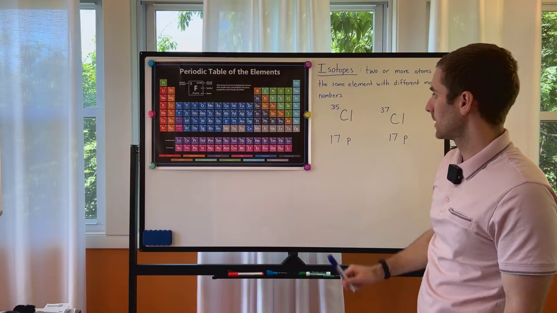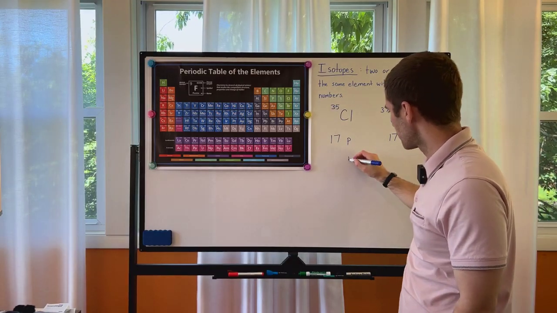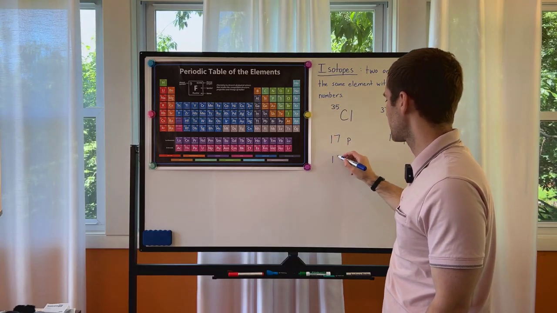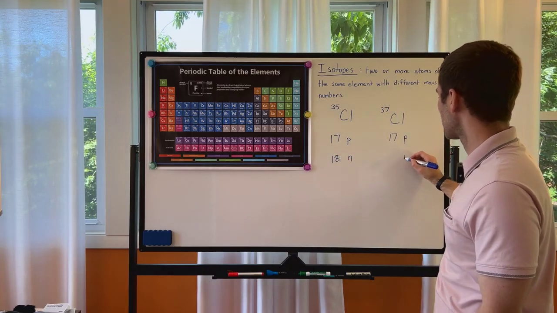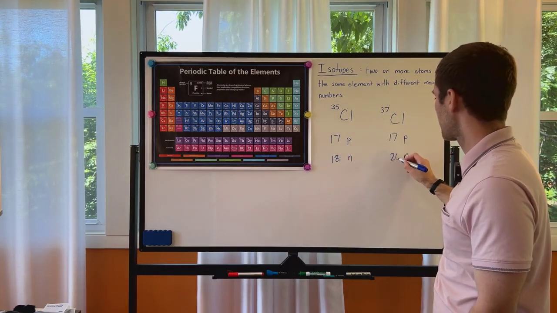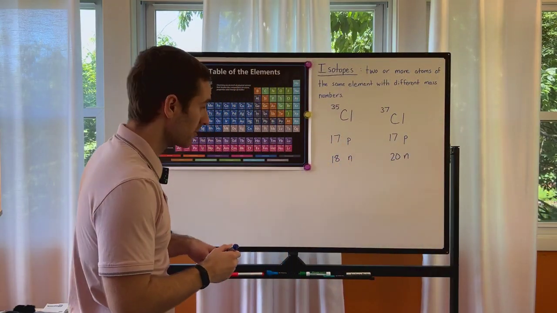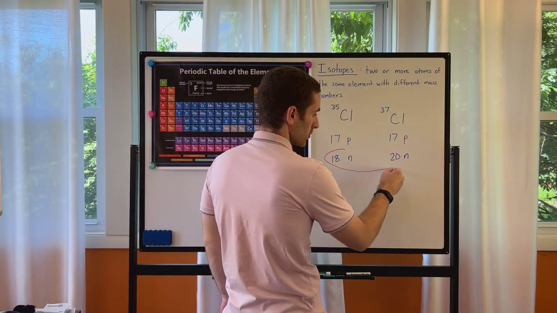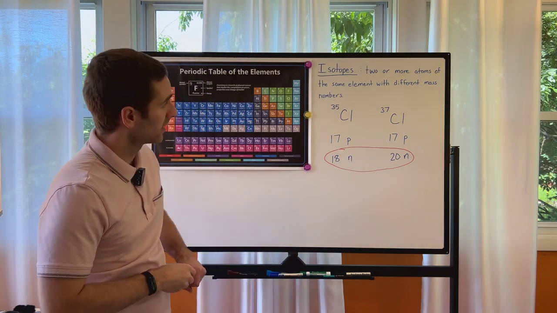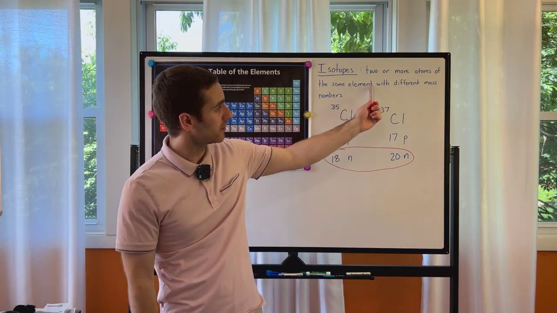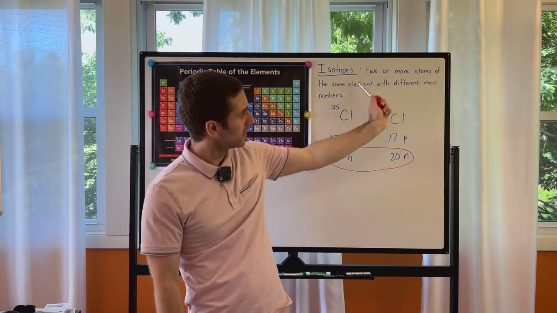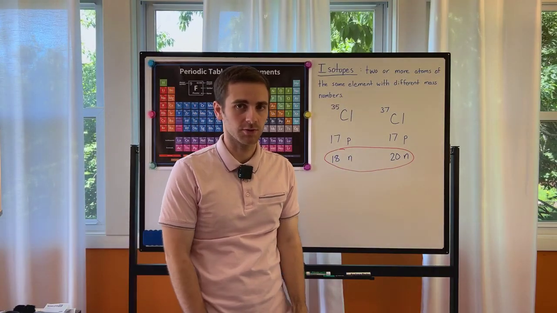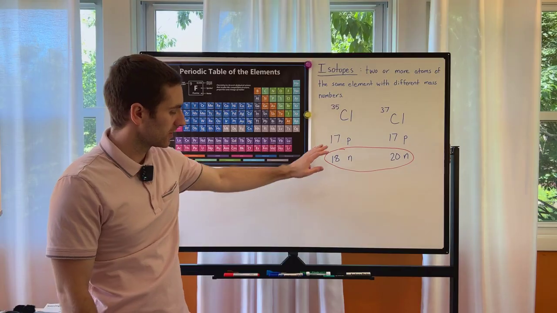And then the mass number is the protons plus the neutrons. So the neutrons is going to be the mass number minus the number of protons. So this one, 35 minus 17, has 18 neutrons, and then this isotope, 37 minus 17, has 20 neutrons. So we see that another difference with isotopes is that they have different numbers of neutrons. Okay? They're going to have the same number of protons because they're the same element. But if they're the same element, meaning they have the same protons, but they have a different mass number, then they must have a different number of neutrons. Okay? So these are isotopes.